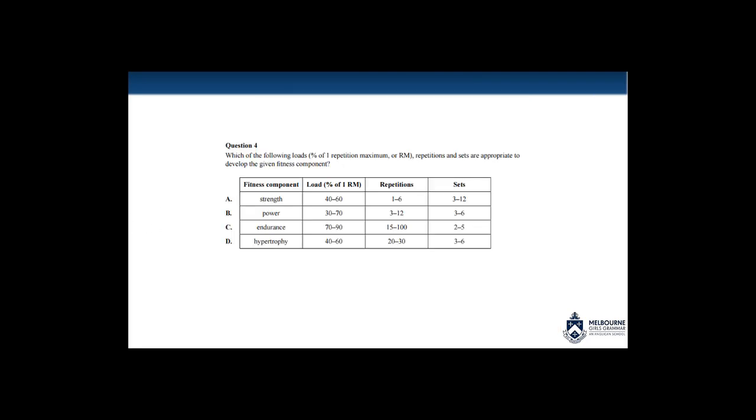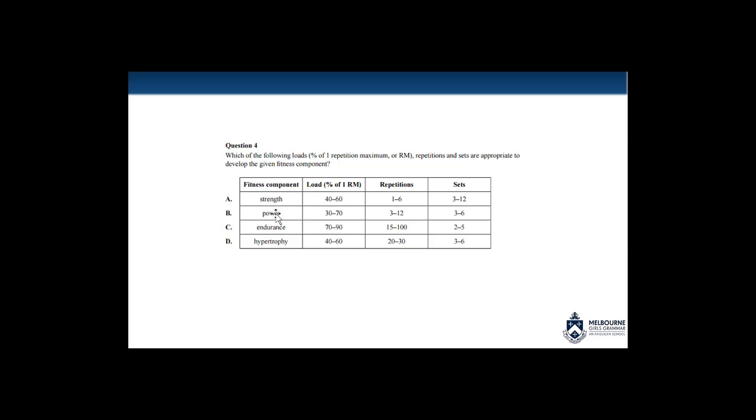If we have a look down at a sample question, just out of interest, a sort of question that you might get on a test while we're here: which of the following loads, percentage of RM, reps and sets are appropriate to develop the fitness component. So we look at strength here. We said strength, the variable that we're looking at is a high load percentage. That's a low load, so it's definitely not that one.